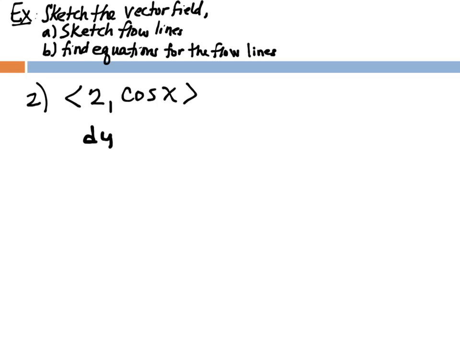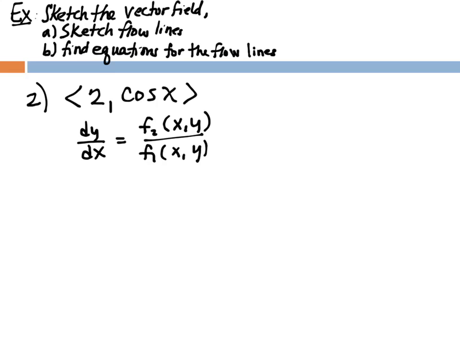So what we'd written down on the slide before is that this is dy dx, the solutions to dy dx over f equals f sub 2 of xy over f sub 1 of xy. And f sub 2 of xy in this problem is the cosine right here. F sub 2 occurs second, f sub 1 is first. So this is cosine of x over 2.